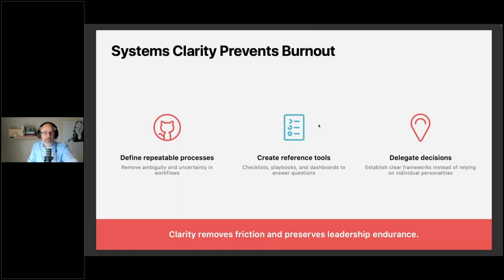Also, systems clarity prevents burnout. I talked about at the beginning that you want to make sure we endure through clarity and defining repeatable processes, creating reference tools, and delegating decisions. This clarity prevents burnout because life is easy while I'm at work. So when I go home, I can rest assured that everything is done. And I like that. Clarity removes friction and preserves everyone's endurance, not just leadership endurance.